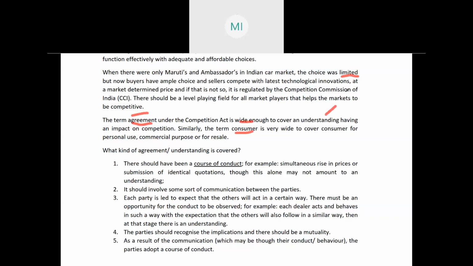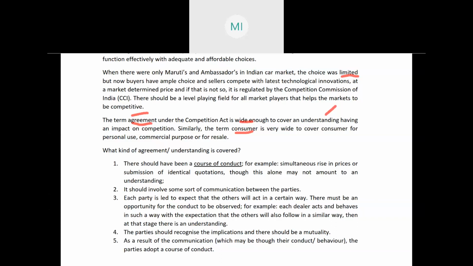In the same way, under the Consumer Protection Act, only those who consume products for their own or personal use are treated as consumers, whereas under the Competition Act, that is not the case. So that basically means anybody who is purchasing the products for their own use or for the purpose of resale or any other commercial purpose can also be treated as a consumer.